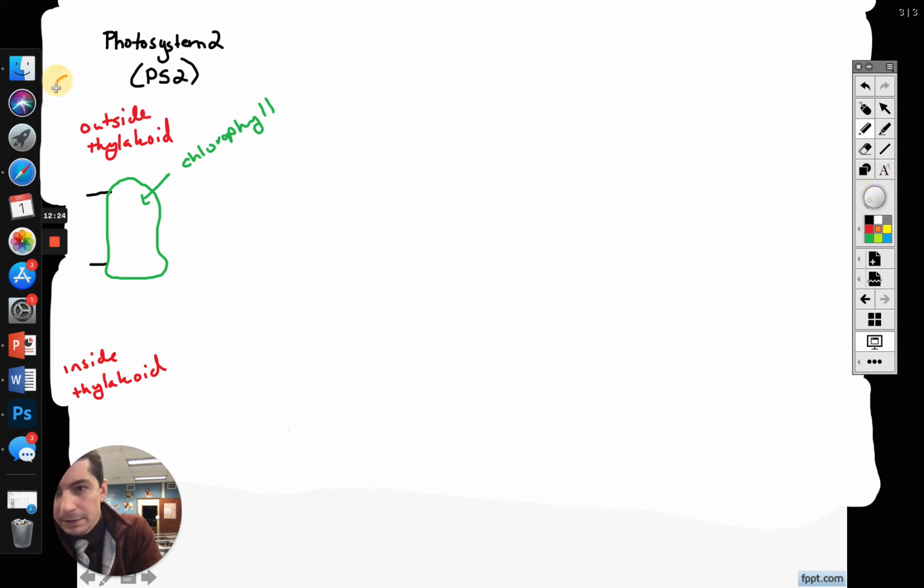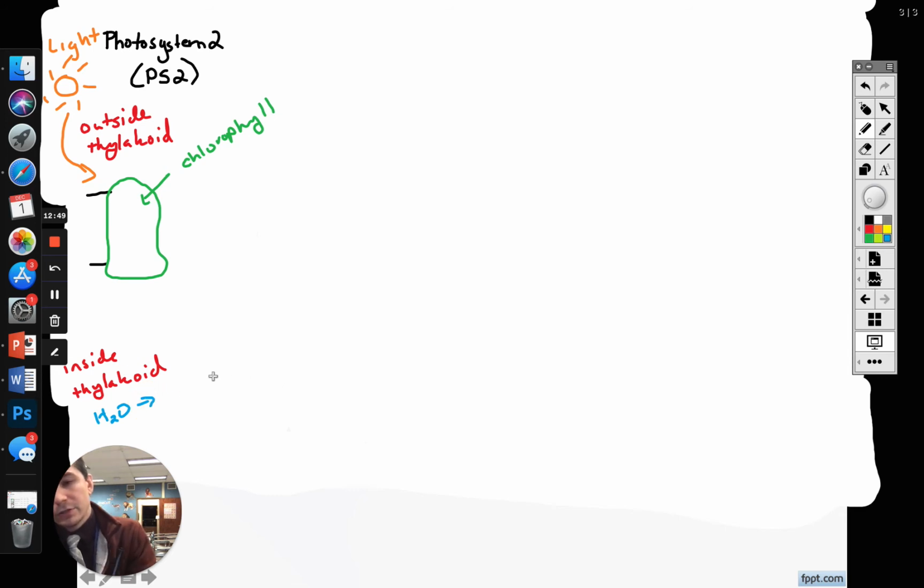Let's bring in some lovely Mr. Sun. So this is our light. Our light comes down and it's going to hit our chlorophyll. While this is happening, inside of our thylakoid, we are going to take water, H2O, and we are going to split it. Now there's going to be more than one water molecule in here. So we're going to split this water molecule, and we are going to get some H pluses out of it.